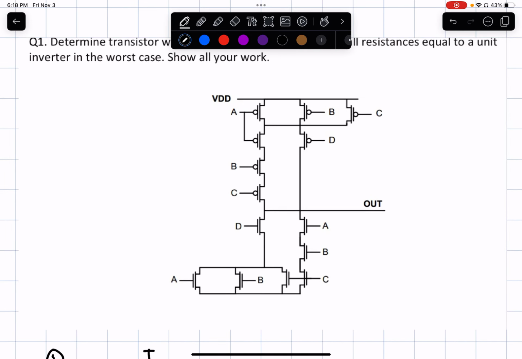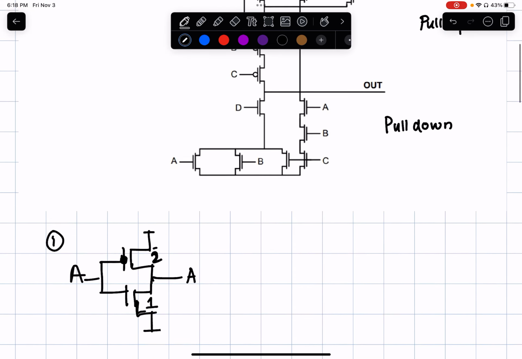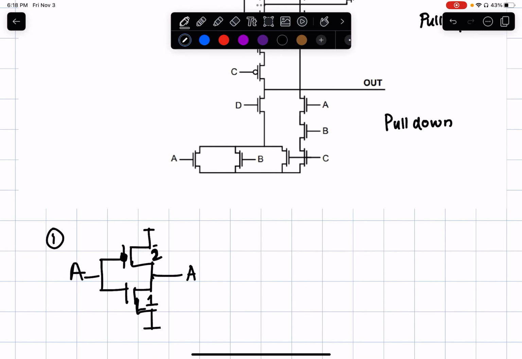Today we are going to determine the size of the transistors. So we have the pull up and pull down network here, and we're going to determine the size of the transistors for both pull up and pull down. So what is the first step? The first step is understanding the concept of UniCMOS.